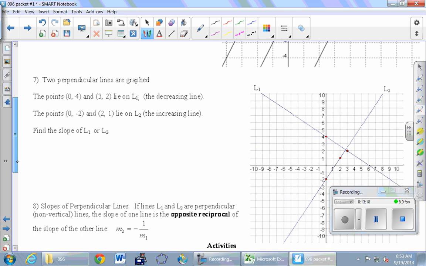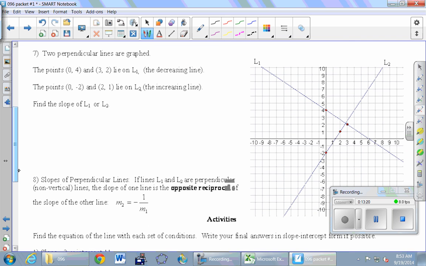And then moving on to number 7, I have 2 perpendicular lines graphed here. And then there are a few points that I've identified on L1 and another 2 points on L2. So what we're going to do is find the slope of line 1 and find the slope of line 2. Just divvy up the work at your table. So half of you find one and half of you find the other, and then let's come back together in a minute.